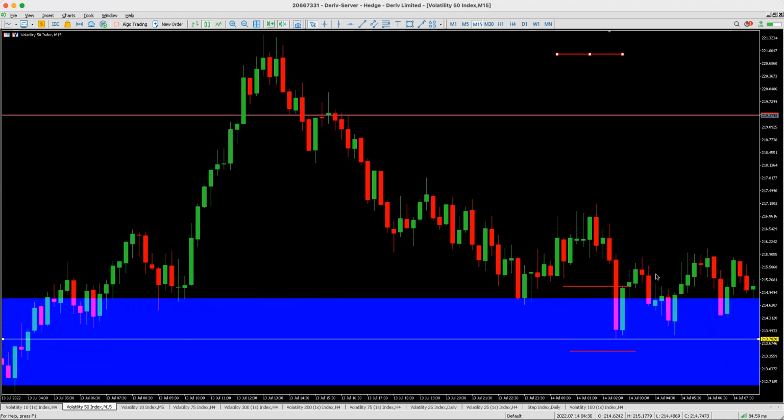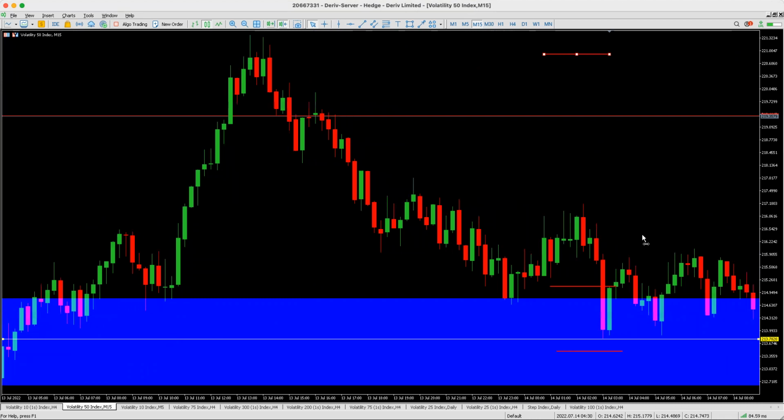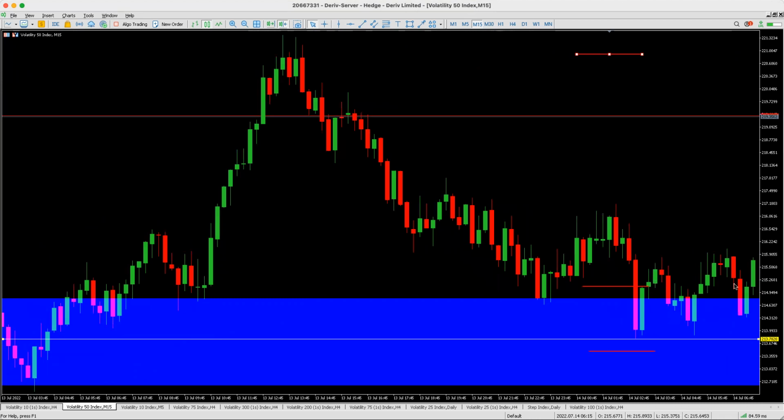Now let's look at what happened. Price is going around here, and when something like this happens, I'll usually just close the trade. Why? Because the structure is not yet being broken.